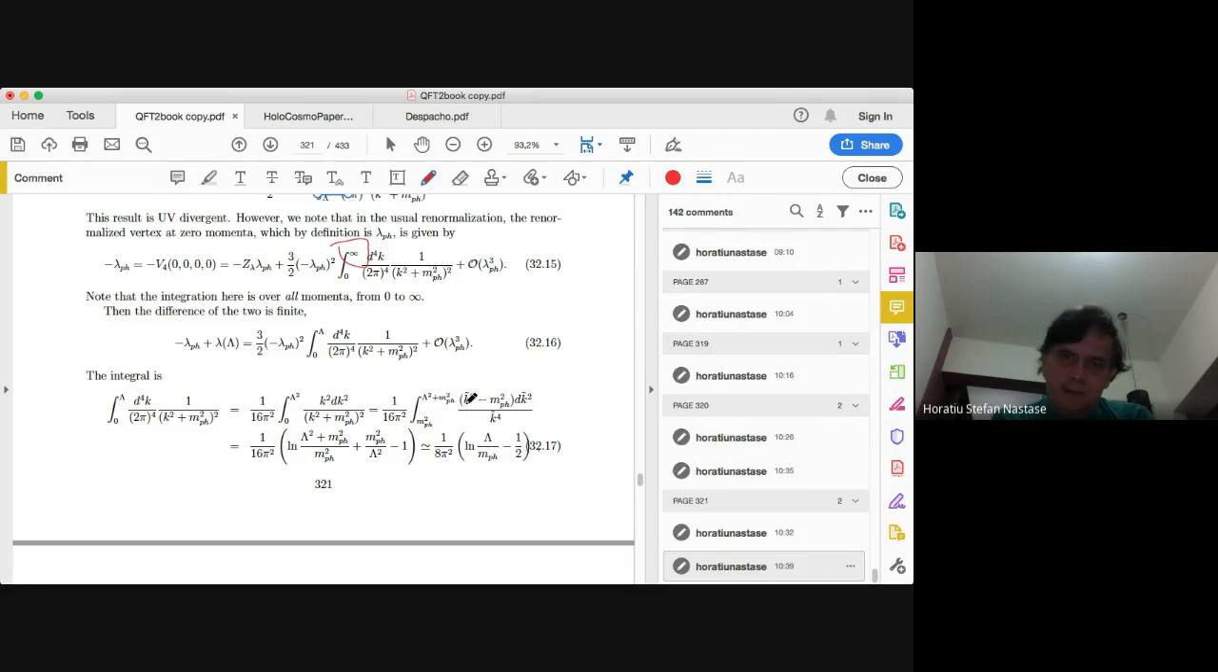The first term is just log of k tilde squared between these two limits. So log lambda squared plus m squared physical over m squared physical. And the second term is minus m squared physical times this integral, which is minus 1 over k squared, so plus m squared physical in between these two, right?